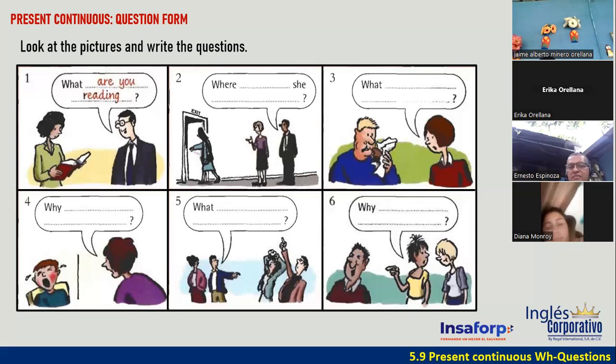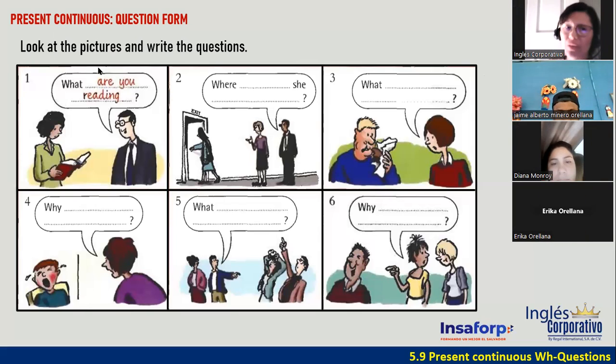Okay, guys, so tell me, what are the answers? ¿Cuál es la respuesta de la número dos? La primera es, what are you reading? What about number two? What is she doing? Doing? ¿Será ese el verbo que necesito? What is she walking? Okay, walking could be a good option, sorry. But actually the one that I have is, where is she going, right? Where is she going? ¿A dónde va? Now, ¿a dónde está yendo?